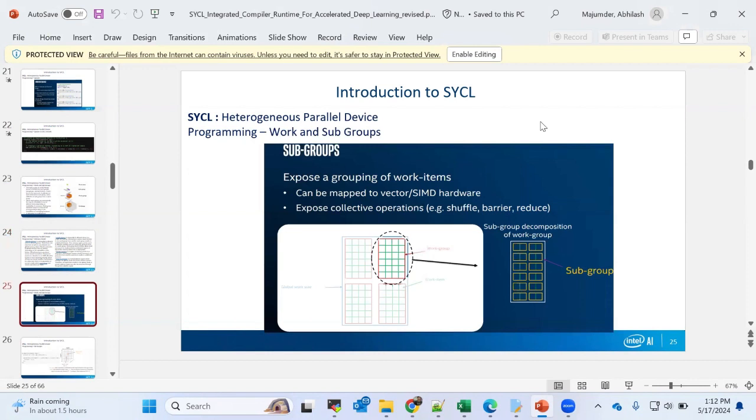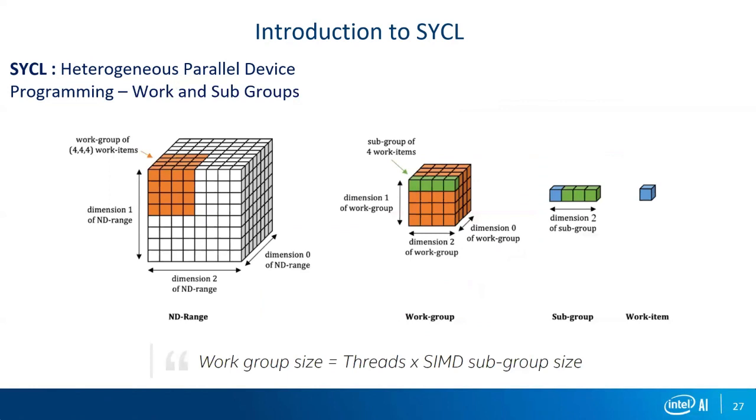The next important thing is subgroups. Work groups and subgroups are different parts of an ND range. Exposing a subgroup means work items can be mapped to SIMD hardware. This is a pictorial representation of what happens with work groups and subgroups. Here you can see 4x4 work items, that is length, breadth, and height wise. If I say it that way, it is a 3-dimensional cube, where each of the cubes contains 4 work items, each having a dimension of 2 subgroups.